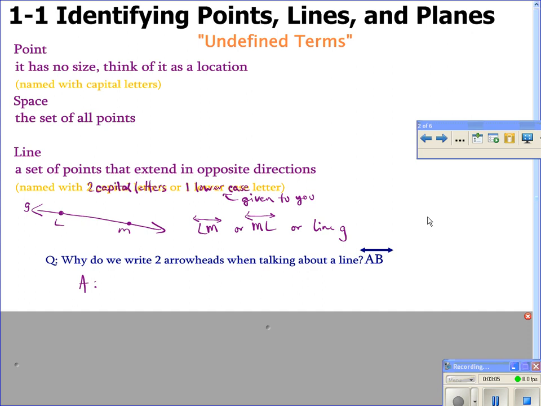Somebody want to tell me why we use those 2 arrowheads when we talk about lines? Yes. Show that they extend forever. Forever and ever. There's no way that we could draw it forever and ever because our paper's not big enough. Nothing is big enough because it goes on infinitely. So we put those arrows on there to show us that it's going to go on forever and ever.